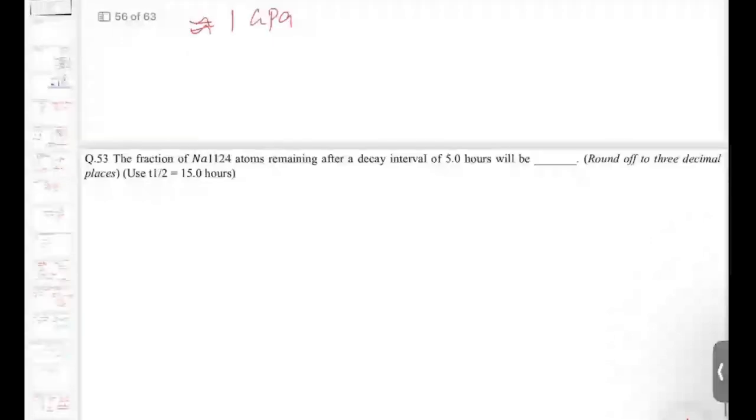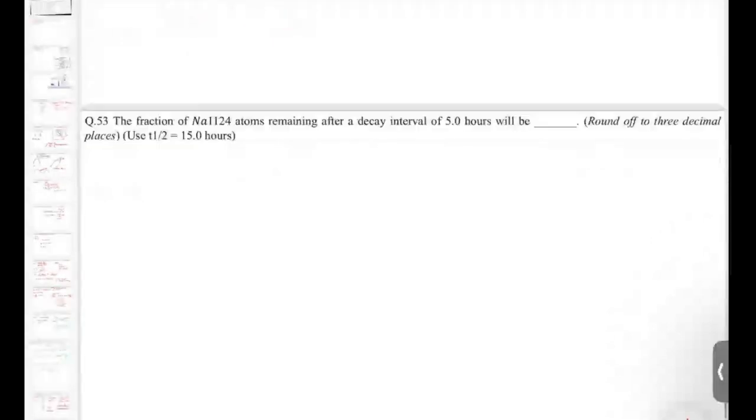The next question is about the fraction of sodium. Sodium atomic number is 11 and mass number is 20. The fraction of sodium atoms remaining after a decay of 5 hours. The fraction of atoms means, suppose this is the amount that is N0. You know about the radioactive decay equation. Do you know that? Yes, sir. And after some time, it is converted.